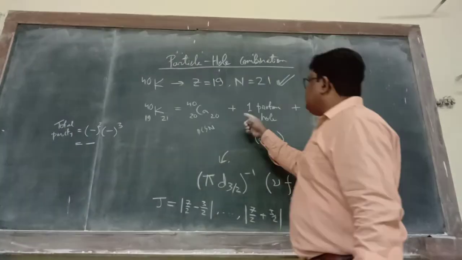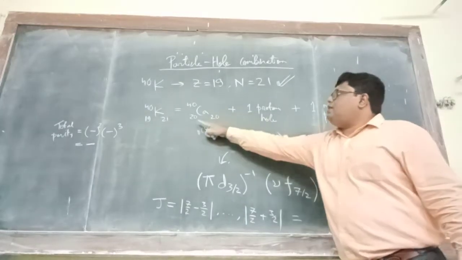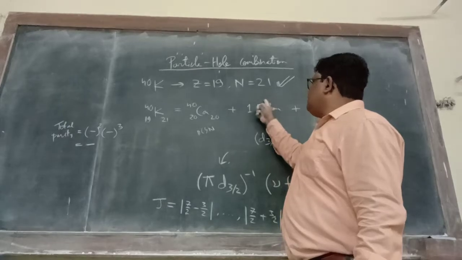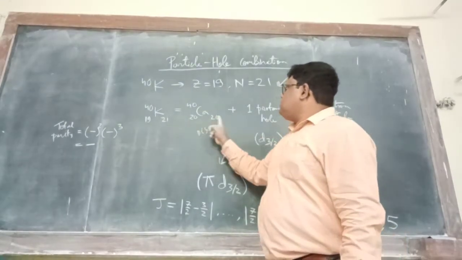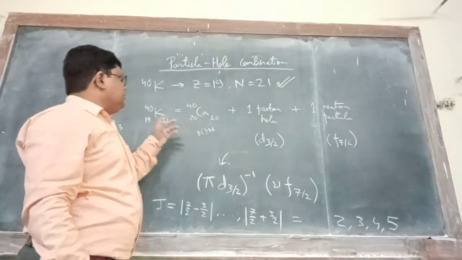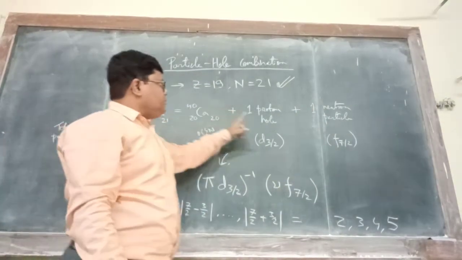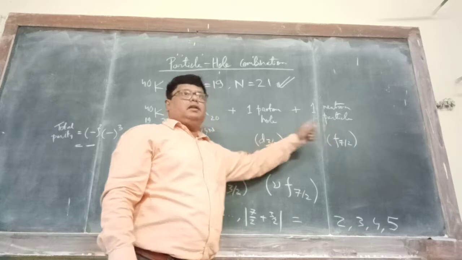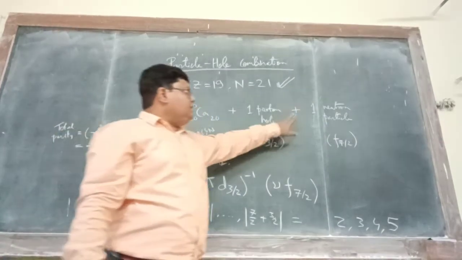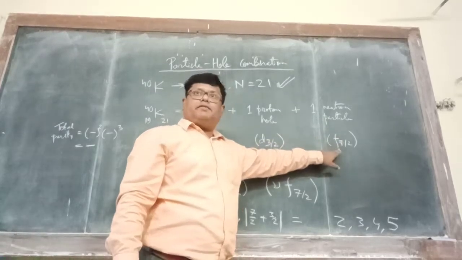So I can write it as 40 calcium, 20 20. So 19 is 20 minus 1, so 1 proton hole, and 21 is 20 plus 1, so 1 neutron particle. So this is 40 calcium plus proton hole, neutron particle. And this proton hole is in d3/2, and this neutron particle is in f7/2.